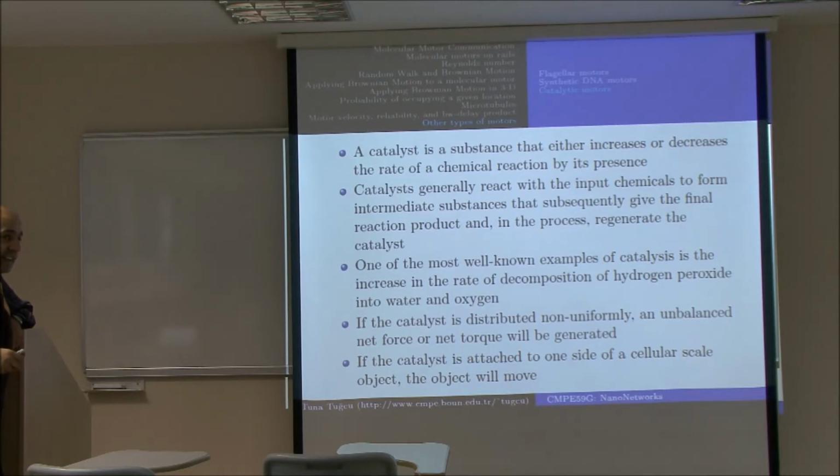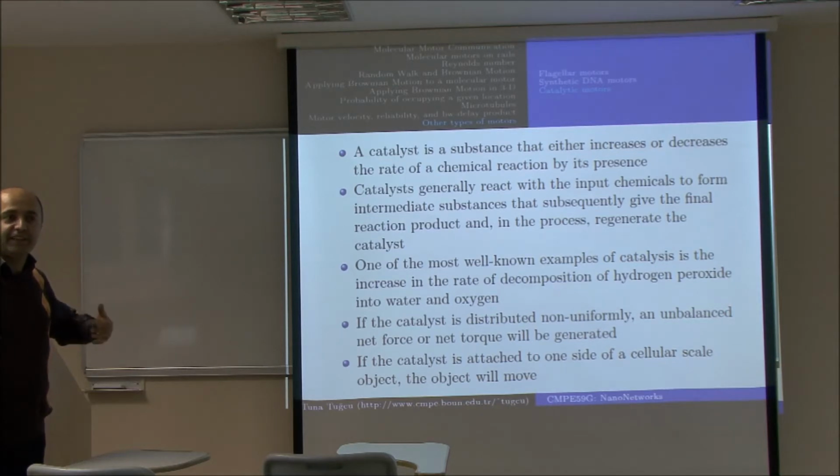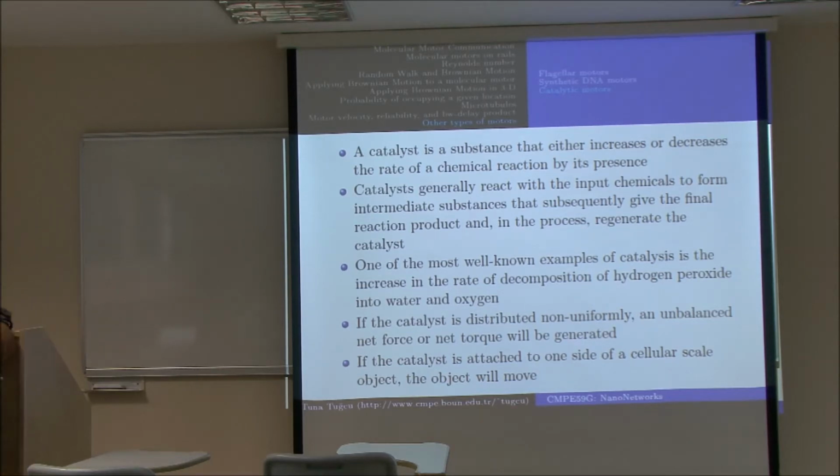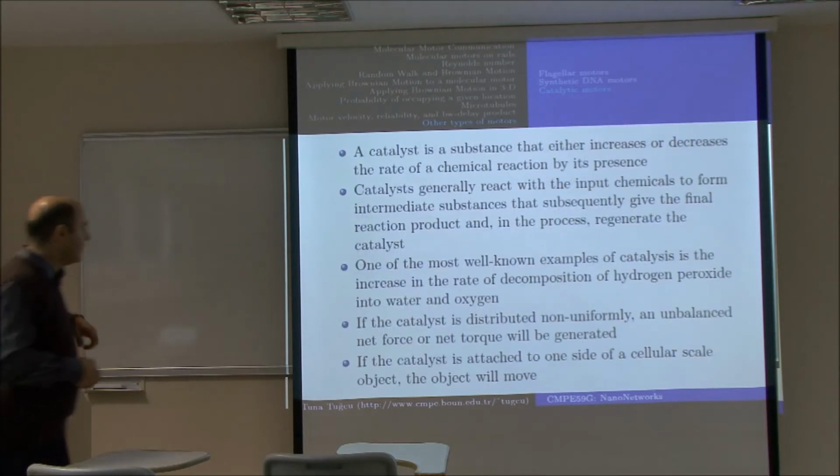If the catalyst is distributed non-uniformly around a cell, for example, then there is an unbalance around the cell. Due to this unbalance, you can create a net force or torque so that the cell turns that way. So if you have catalytic motors around the cell and you provide the catalyst at one side and not at the other, the rate of reaction on each side of the cell will be different, so you can make a turn in this manner, and the object will move. So that would be the end of this chapter.